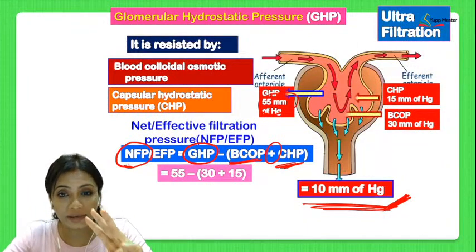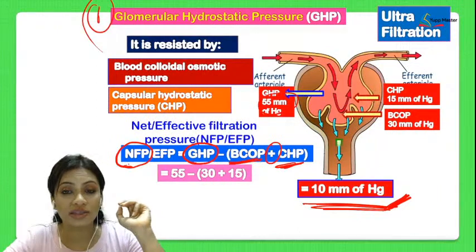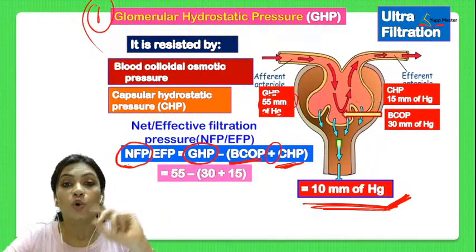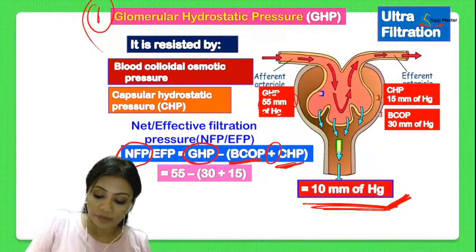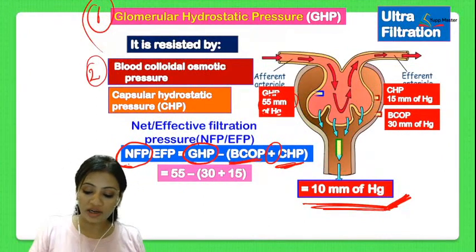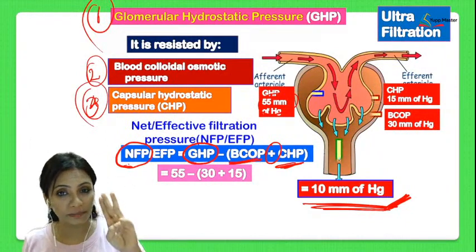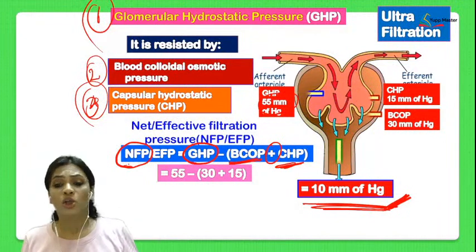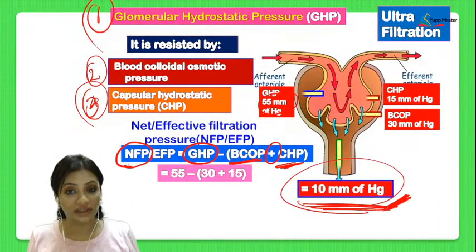So, the three pressures that we learned here. First pressure, glomerular hydrostatic pressure, the maximum. Which are the resisting pressures? There are two resisting pressures. First, blood colloidal osmotic pressure, and second, capsular hydrostatic pressure. I hope these three pressures are very clear. So, net filtration pressure is going to be 10 mm of Hg.